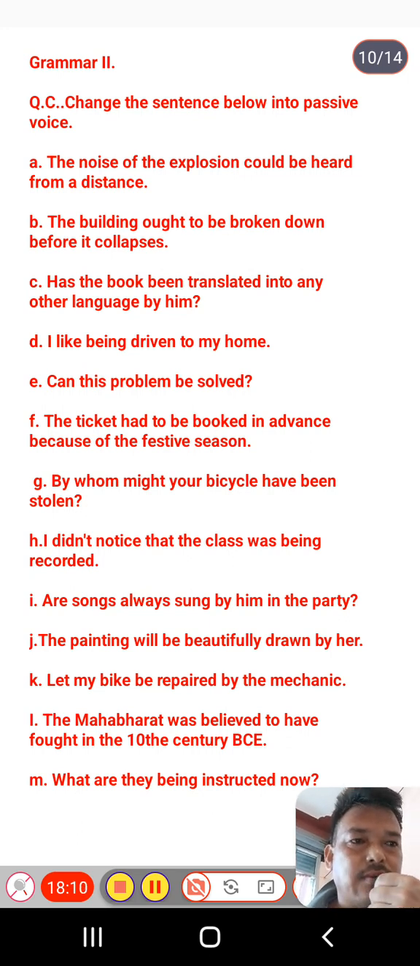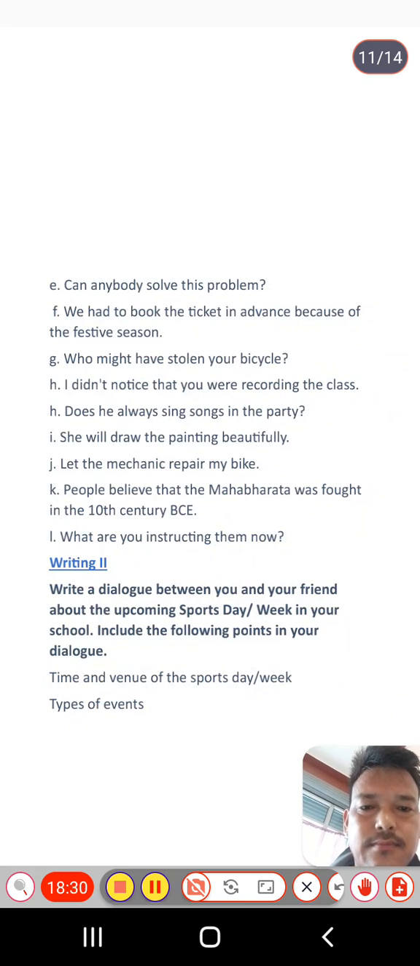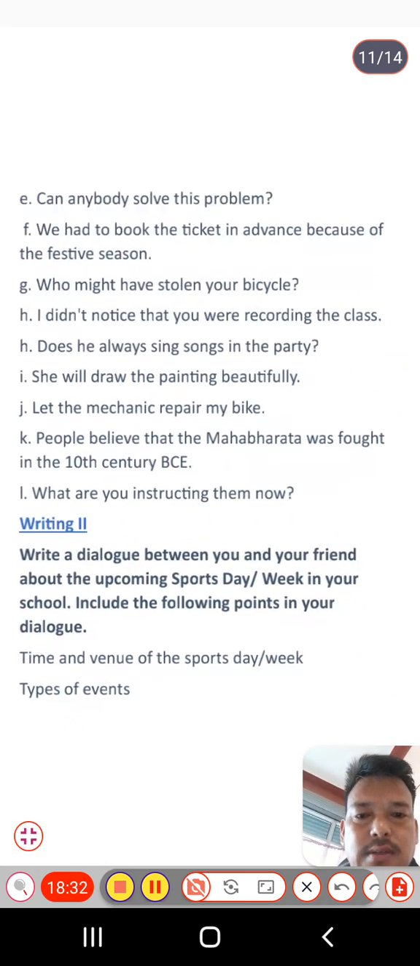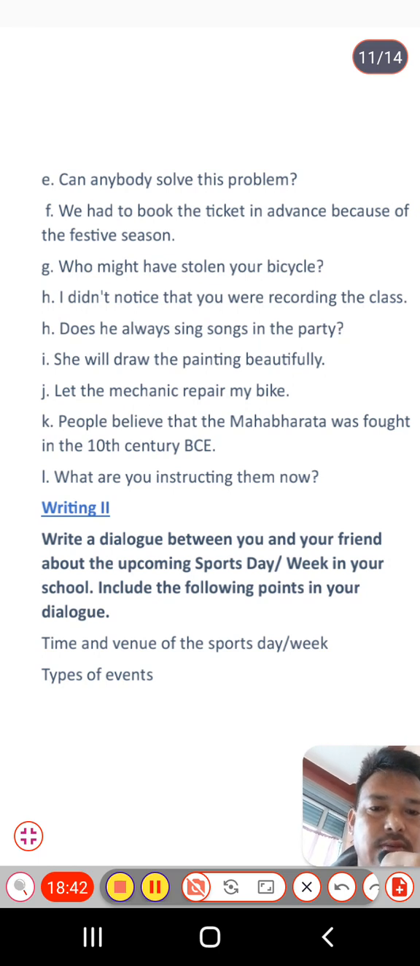So this is all about your passive voice. So students, we will discuss in detail while we have this passive and active voice class, and that's all for your grammar part. Now move to the writing part. Yes, we have writing too. Write a dialogue between you and your friend about the upcoming sports day week in your school. Include the following points in your dialogue.